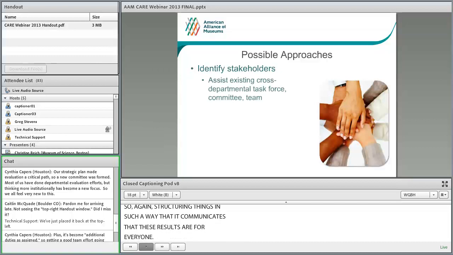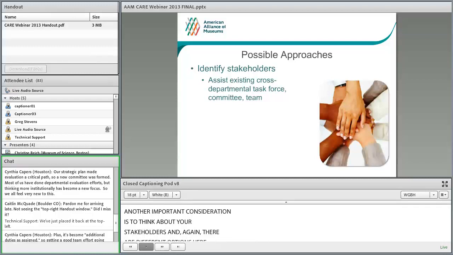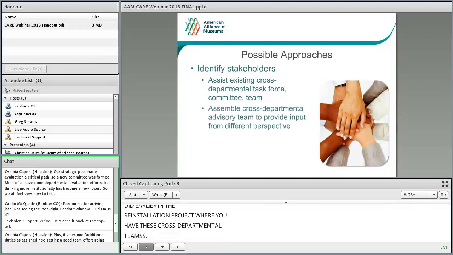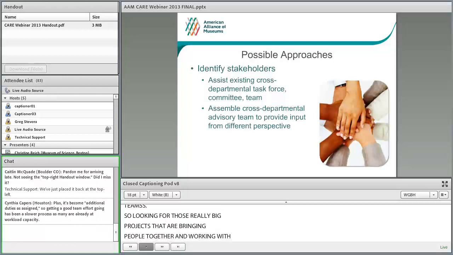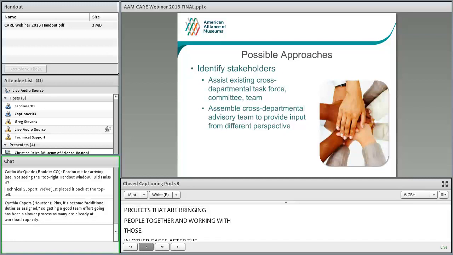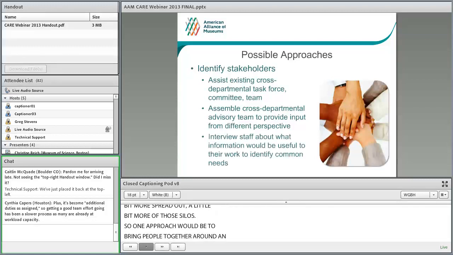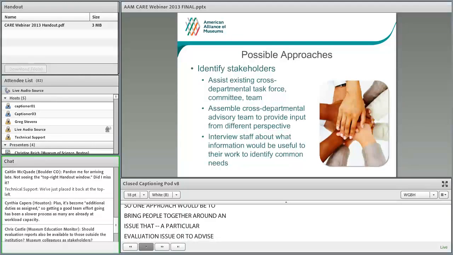Another important consideration is to think about your stakeholders. And again, there are different options here. You can do something like we did earlier in the reinstallation project, where you have these cross-departmental teams. So looking for those really big projects that are bringing people together and working with those. In other cases, after the reinstallation project, as I mentioned, things were a little bit more spread out, a little bit more of those silos. So one approach would be to bring people together around a particular evaluation issue, or to advise about evaluation as a whole.